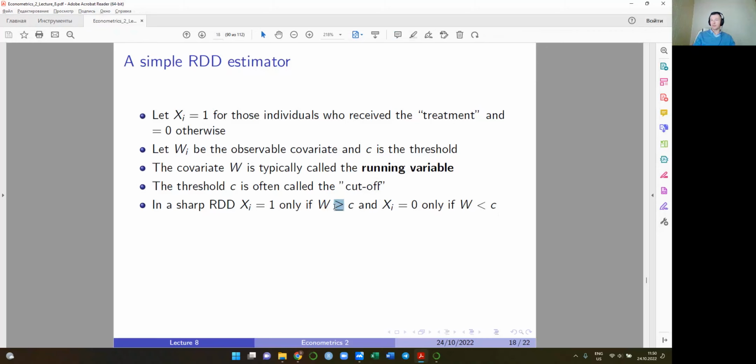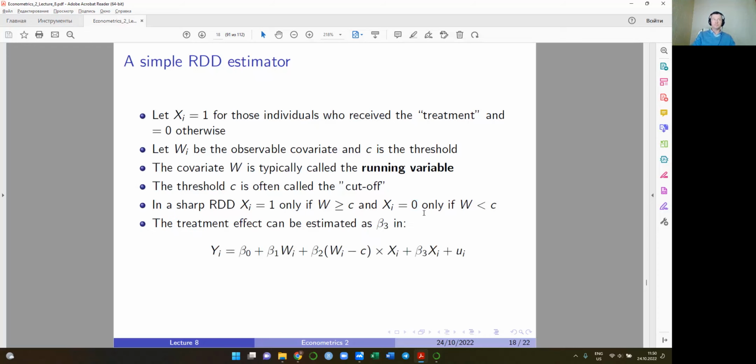So this is not a rule. You can switch them. You can switch 1 and 0 here and here. It's up to you. Because in the illustration, we had the other case, right? So we had the case when x is 1 if w does not exceed the threshold, and x is 0 otherwise. And then the estimation procedure is the following.